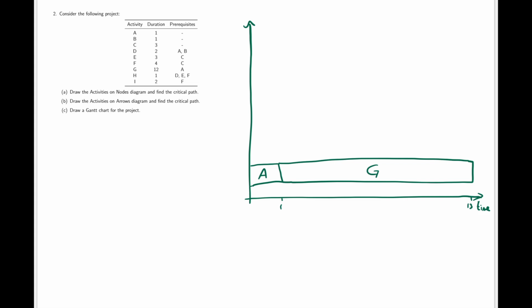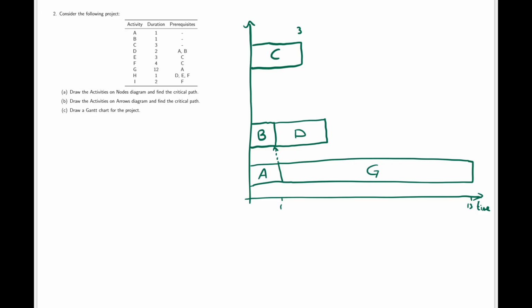B and C can be done in parallel. They can both start at the start of the project. B and C, where this is time 3. How about D? D needs both A and B to have been completed. So D can happen after B, as long as we draw our prerequisite arrow between the end of A and the start of D.